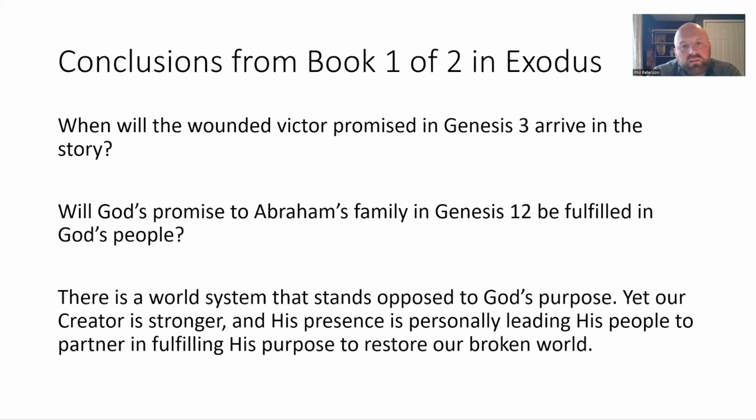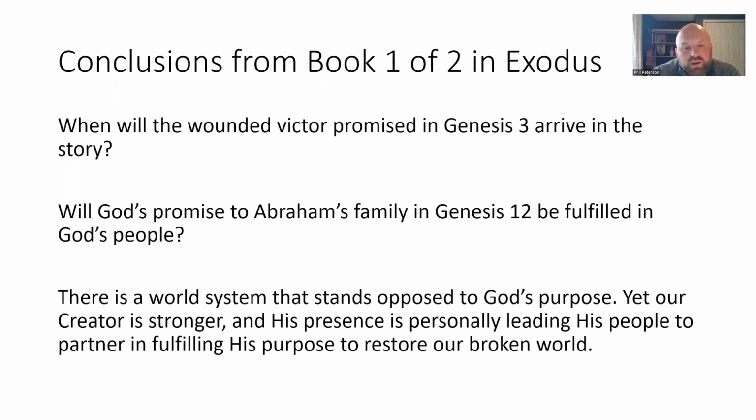But again, the promised victor, the wounded victor promised in Genesis 3, hasn't arrived yet, but is it Moses? The reader's asking, is this the one that was talked about in Genesis 3? Will God's promise to Abram's family in Genesis 12 be fulfilled in God's people? Is this the moment where they're going to really be this blessing that they saw in Joseph, but that was in a sense stripped away from them through slavery because of Egypt?